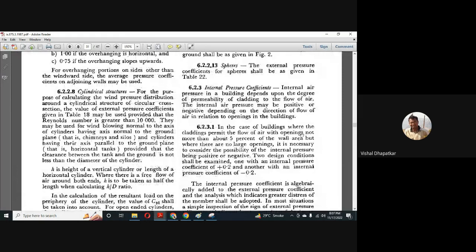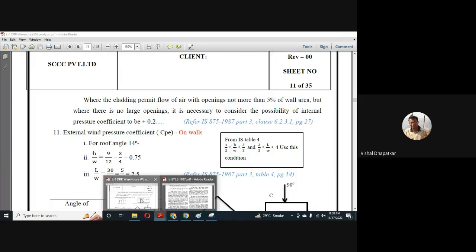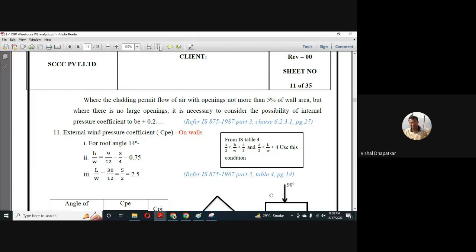So in the case of building where the cladding permits the flow of air with the openings not more than about 5% of the wall area, but where there are no large opening, it is necessary to consider the possibility of internal pressure being positive or negative. Two design conditions shall be examined, one with the internal pressure coefficient of plus 0.2 and another will be minus 0.2. So in our case, we are just below the 5%. That's why we have considered the internal pressure coefficient of 0.5. So are you getting this, all those things?